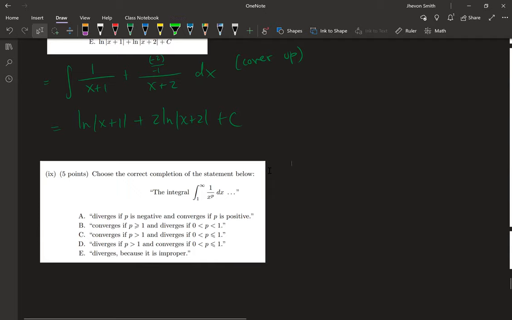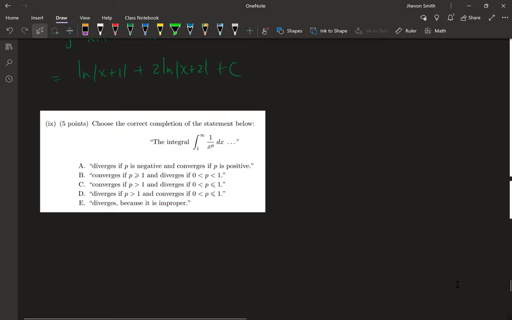Boom, choose the correct completion of the statement. The integral 1 to infinity of 1 over x to the p. Boom, go. Give you guys like 10 seconds for this. Yeah, a lot longer. Let's actually end that right there.